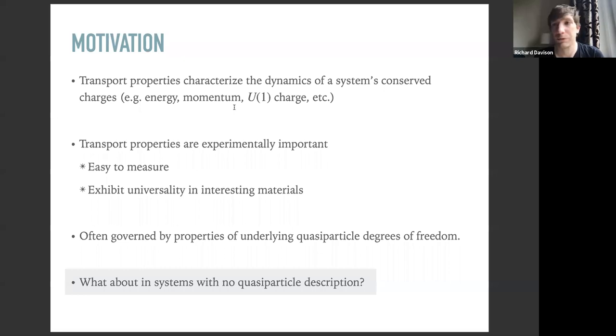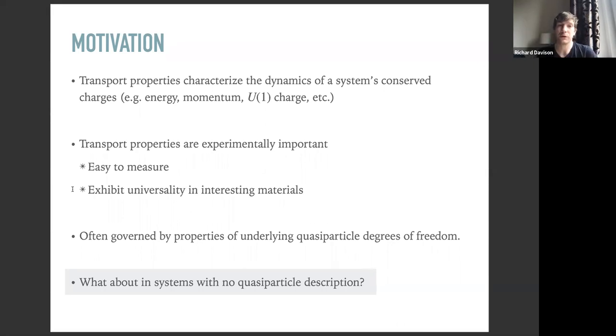So the first one is that although these are quite crude measures of what's going on inside a system, these particular properties are quite easy to measure. And so that means relatively quite a lot is known about them from experiments in real materials, real systems.